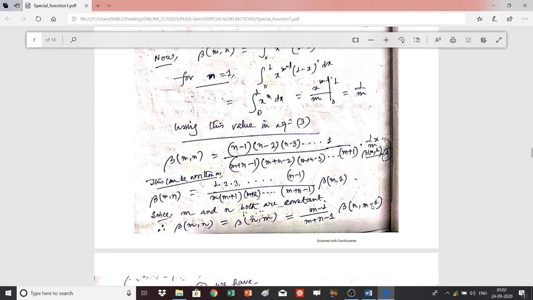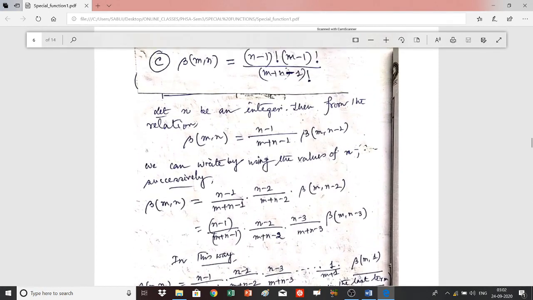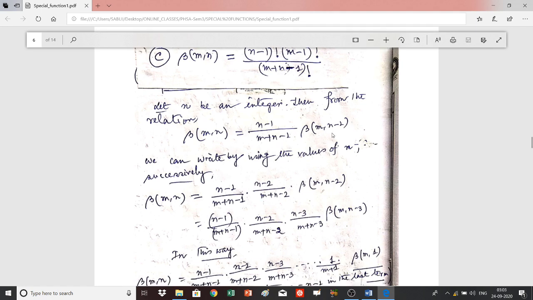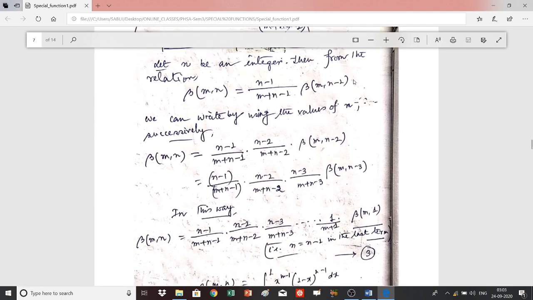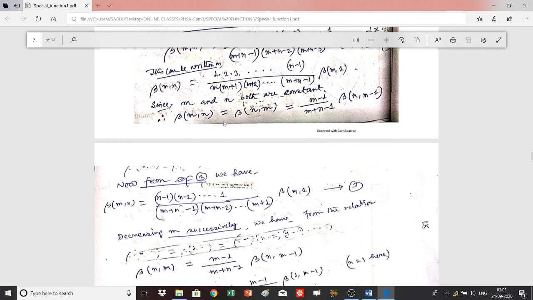Just replace m and n in the expression, that means in this expression, that will give you beta nm equal to n minus 1 by n plus m minus 1 beta, here n and here m. And for the second term, you can write just m and n interchanged. So beta nm is equal to, here it was n minus 1, so here it will be n minus 1, and this will be similar to what it was, and then beta n minus 1.